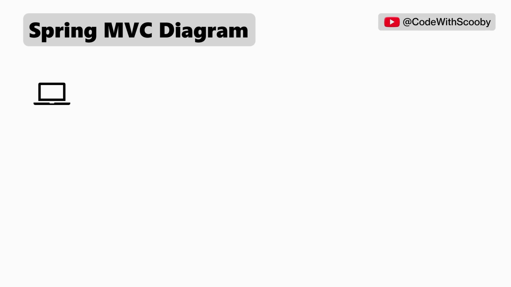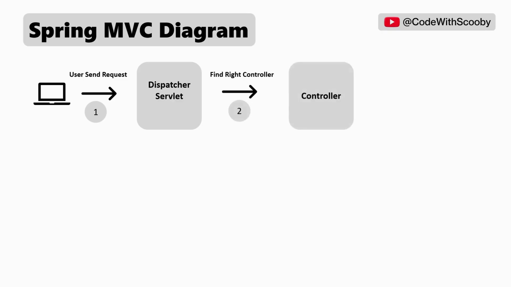Now let's move on and understand the Spring MVC architecture with the help of its diagram. The user sends a request from the browser, for example by clicking a link or submitting a form. The request first goes to the dispatcher servlet, which acts as the front controller of Spring MVC. The dispatcher servlet then forwards the request to the controller.